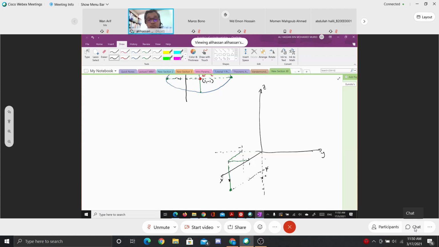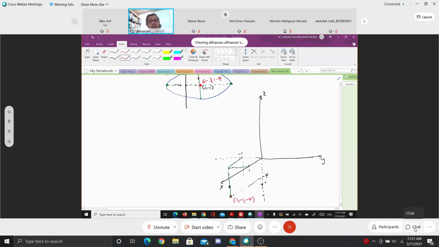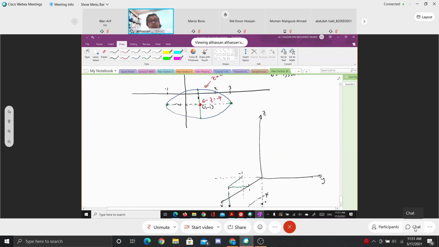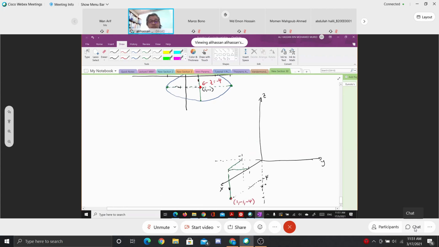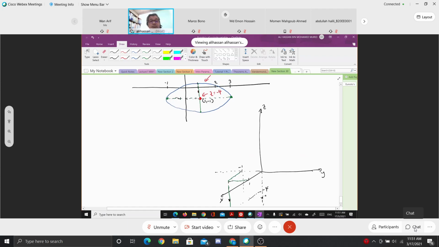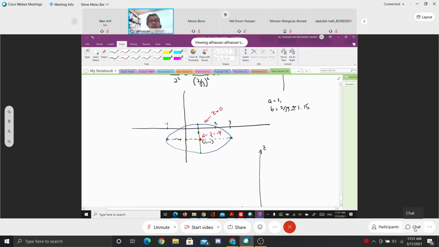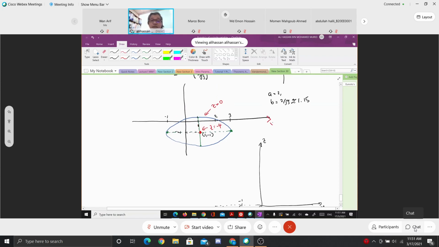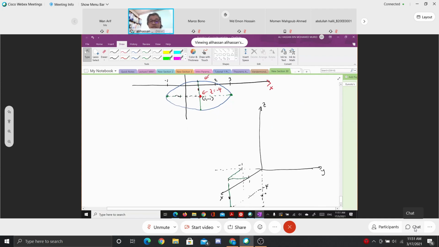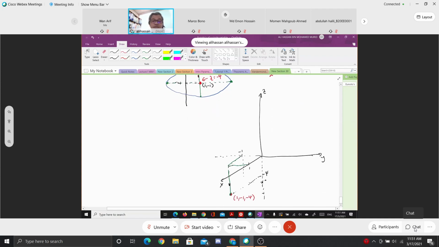So it is an ellipsoid. This is the point 1, minus 1, minus 4. And when z equals 0, it is an ellipse, right? It is an ellipse. This is on the xy plane. This is x, this is y. So where is that ellipse? On the xy plane, centered here. This is the point 1, minus 1.